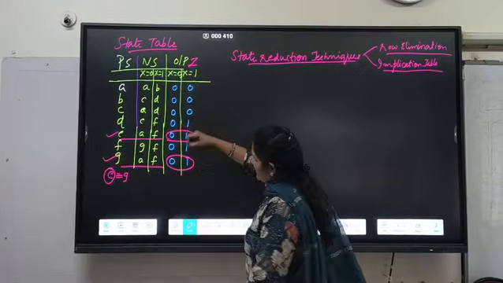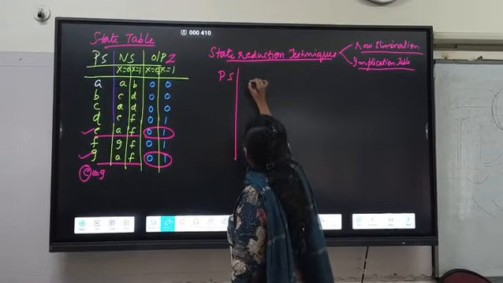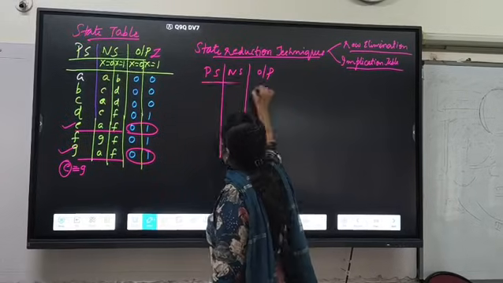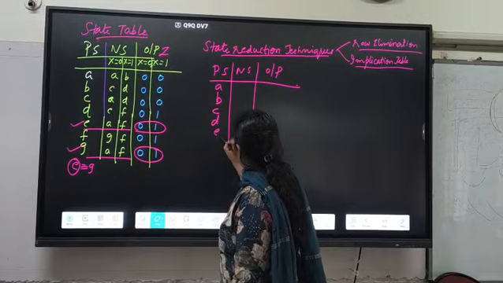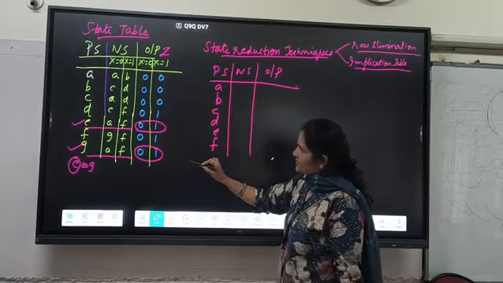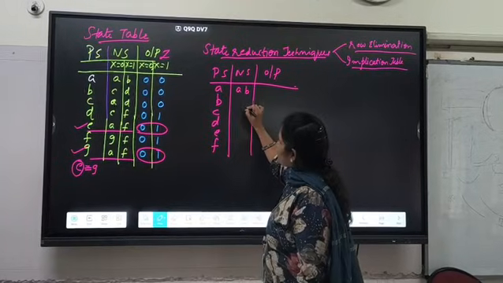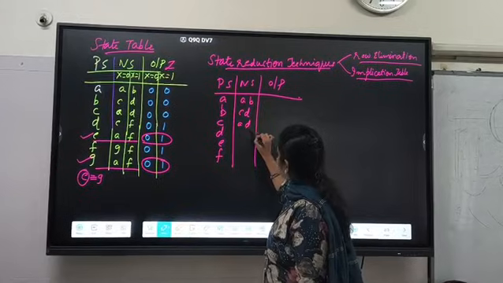So when I write this reduced table, how does it look? Present state, next state and the output. I have A, B, C, D, E, F. I have eliminated G because E and G were leading to the same state, so they became equivalent states.